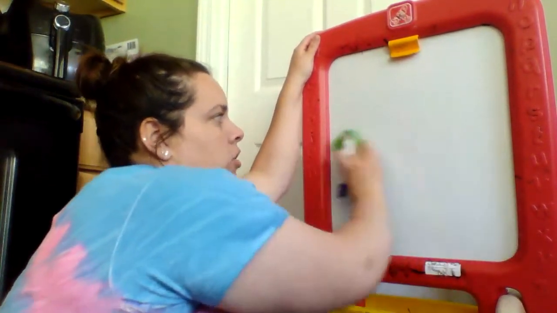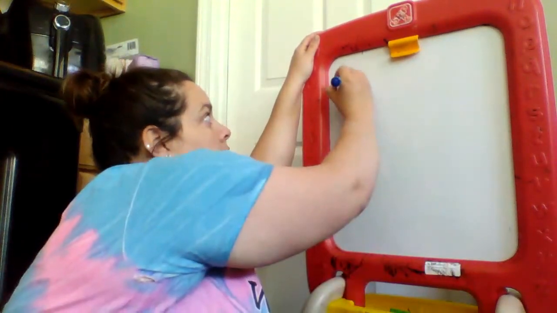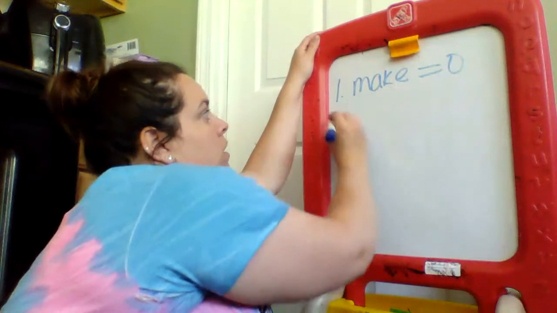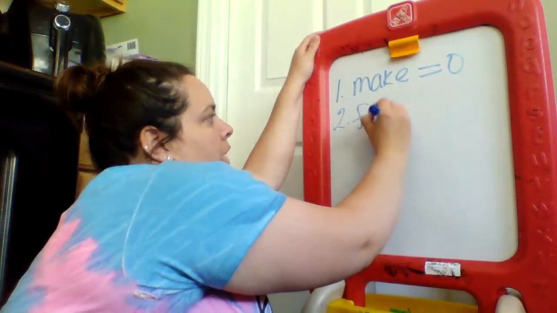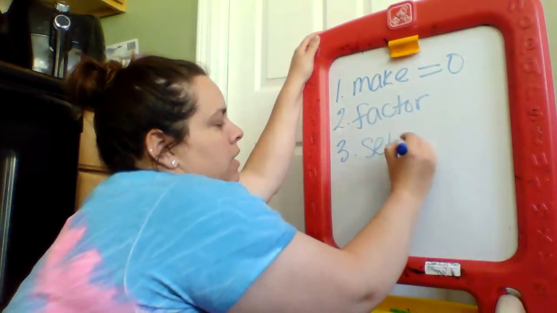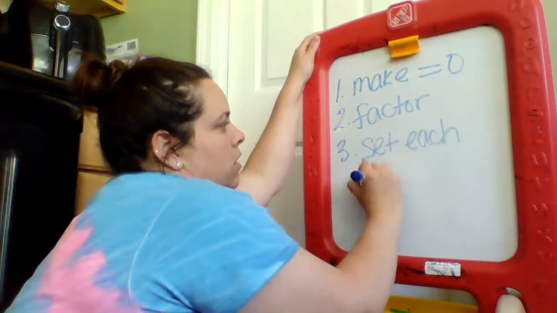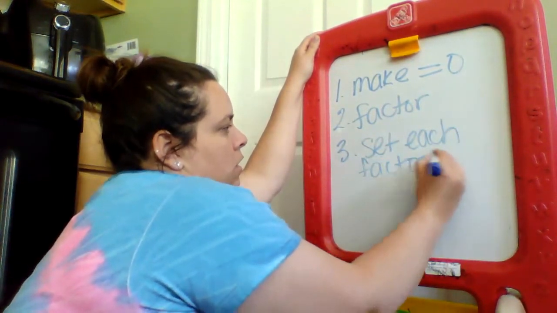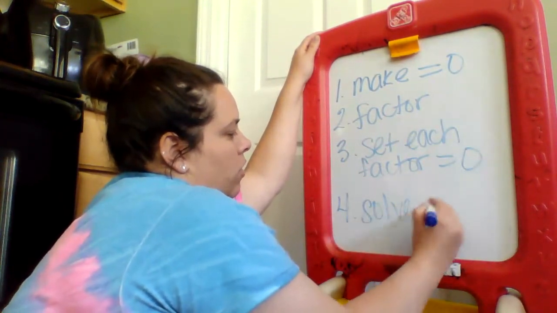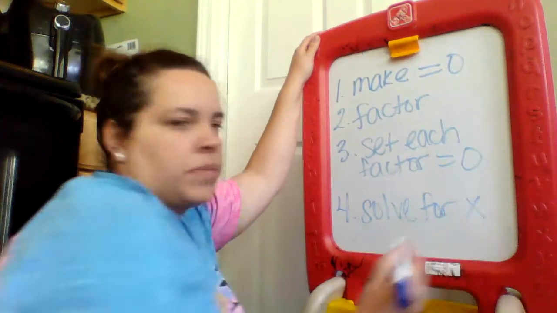Okay, so if you need to jot these down, I jot them down. So first, make it equal 0. Step 2 is going to be to factor. Step 3 is going to be to set each factor equal to 0. And step 4 is going to be to solve for x.